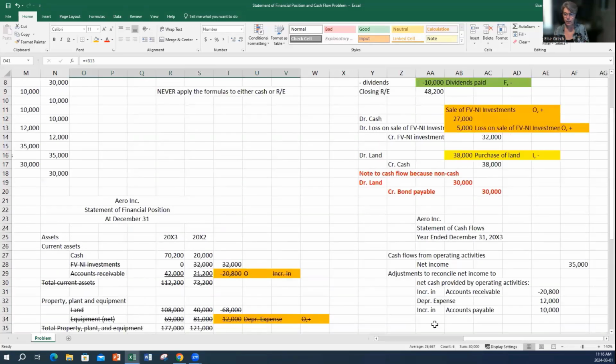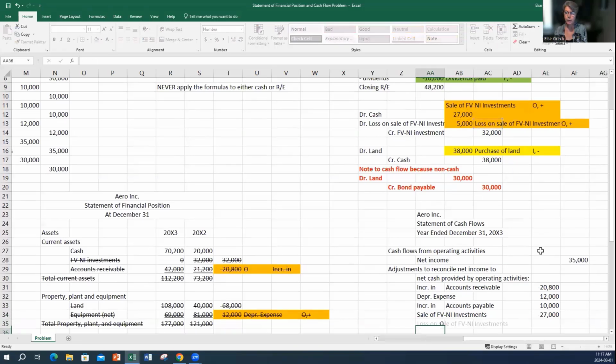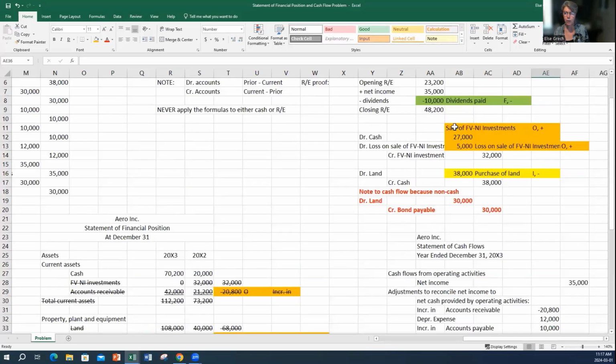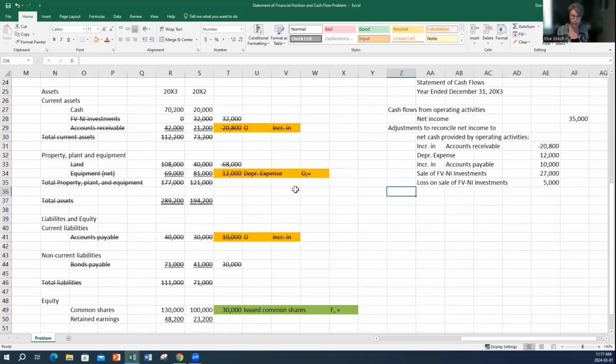So I'm looking for other, I have the sale of fair value net income investments. That's operating plus 27,000. And I have the loss on sale of fair value net income investments. And that's a loss, so plus against it. There we go. So that looks like all of the items that I have marked. I'm going to put strike through. There we go. So in that case, I have net cash provided by operating activities.